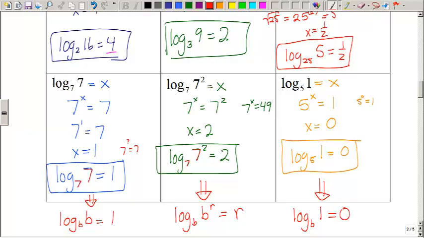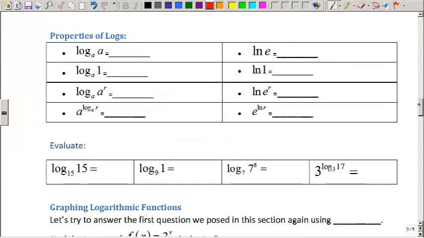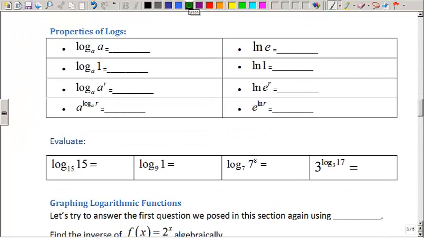These three rules we're going to rewrite on the next page with several other rules called the properties of logs. Log base a of a is always going to be equal to 1. You're thinking in your head, this base a raised to the what power equals a? Well, 1. On the next problem, log base a of 1, well, a raised to the what is going to equal 1? Well, that's 0. A raised to the 0 is always 1.